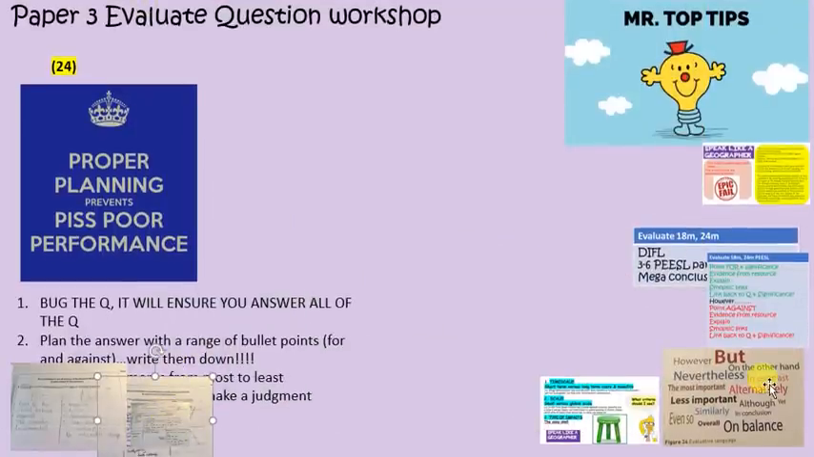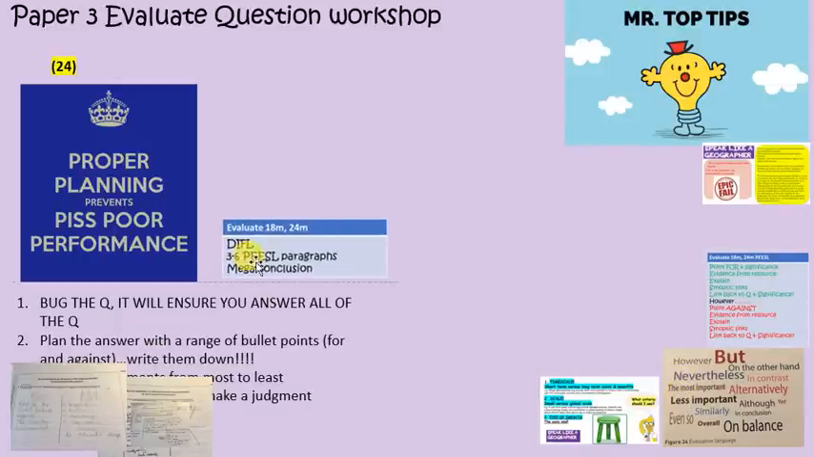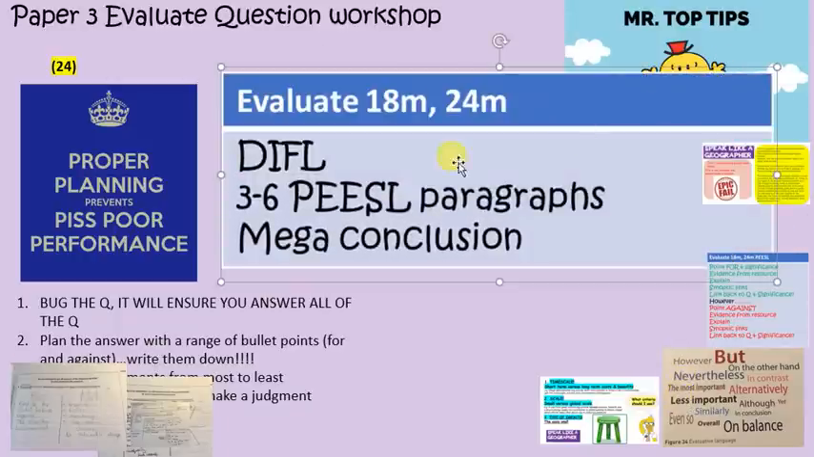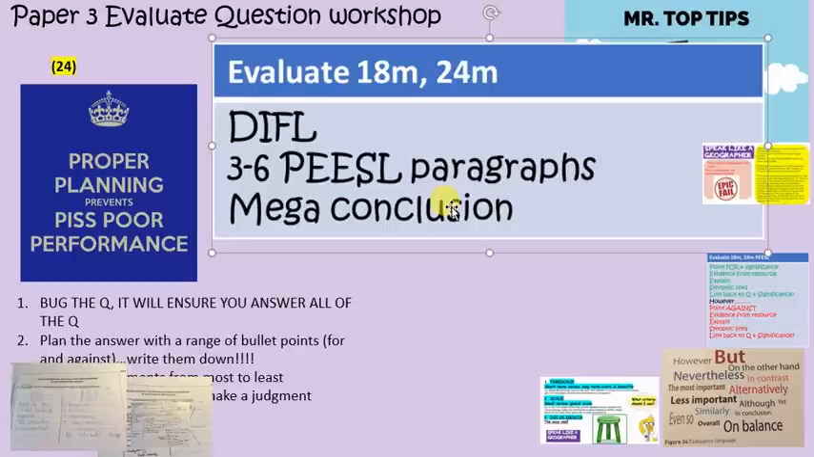Right. Let's have a look then. Oh my god, where should we start? Structure. Evaluate. I've made a little typo here. But yeah, there's 18 markers and 24 markers. The 24 marker is asking for a lot of different elements. So structure for both, really.